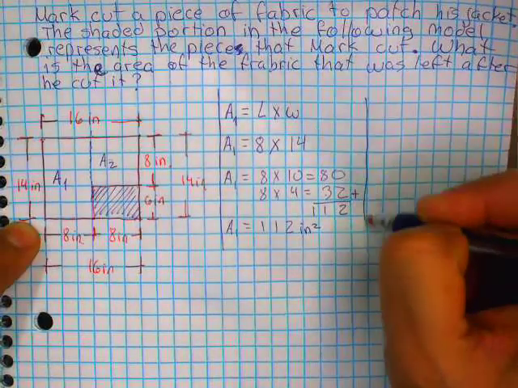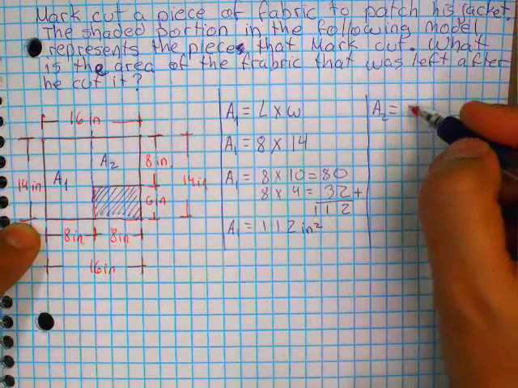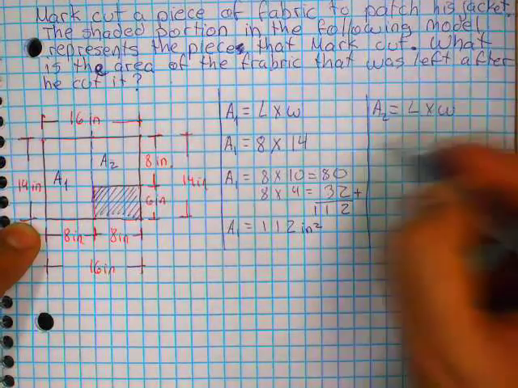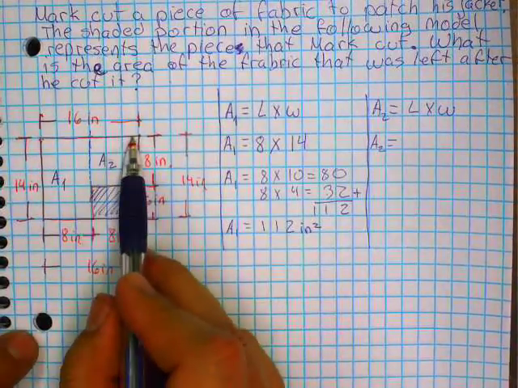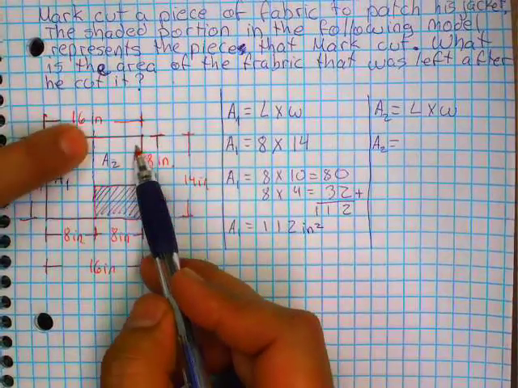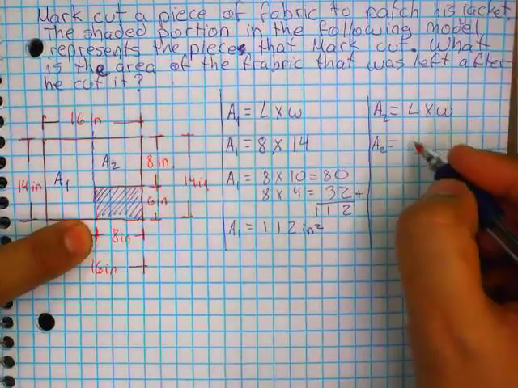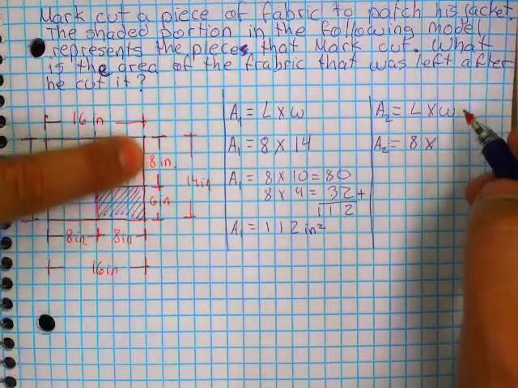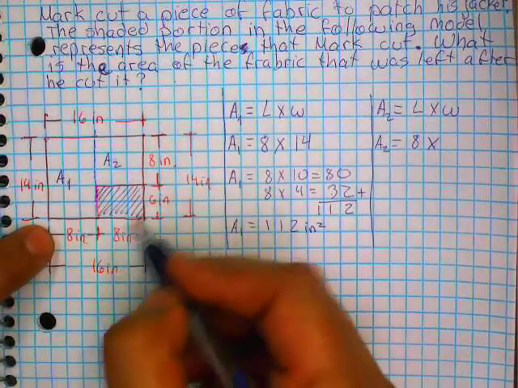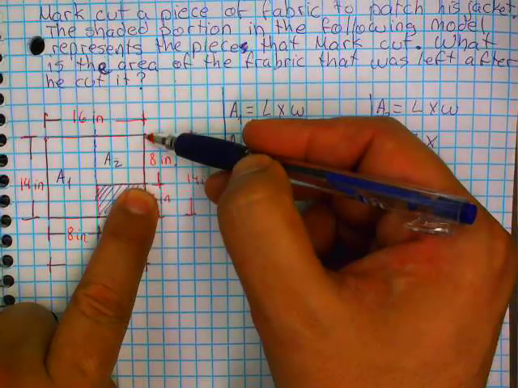Now I can find area 2. Area 2 is length times width. So what's the length for area 2? Would it be 16? No. 8. It's what's on the other side. 8 times, what's the width of this area 2? No, 6 is the piece that was cut. 14. Area 2 is also 8.